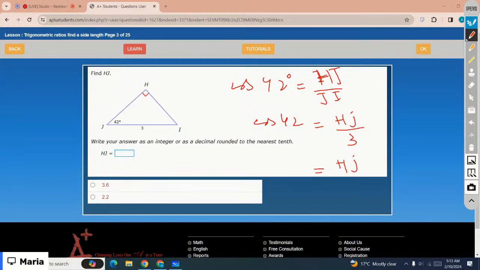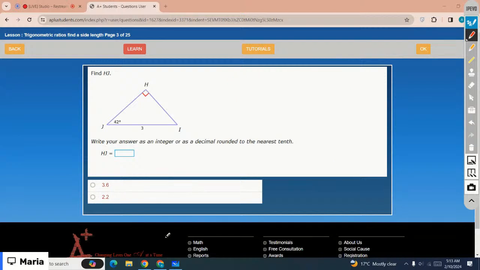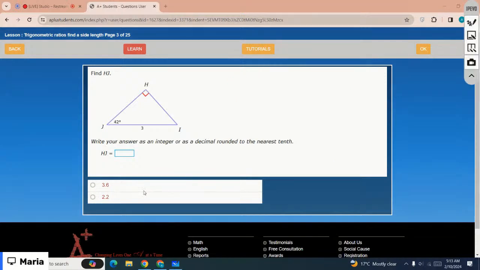Let's just calculate cos 42. 0.7431 times 3, that equals 2.2. So that means the correct option is 2.2, right? Option number 2 is the correct option, that is 2.2.